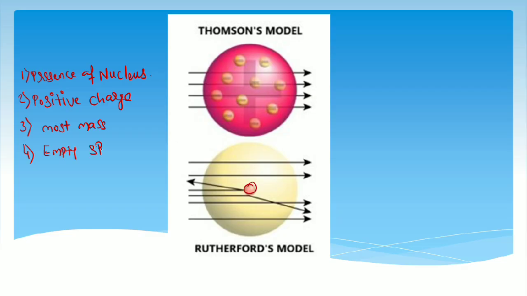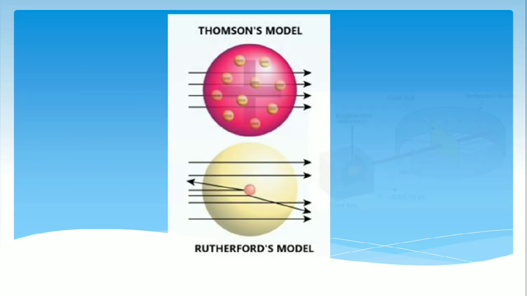Empty space. So most of the atom consists of empty space. So this is all empty space. The fifth conclusion was electrons revolve around the nucleus. So electrons revolve around the nucleus. Electrons move around the nucleus.